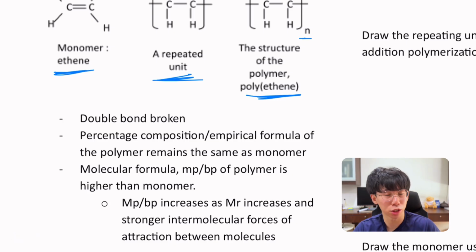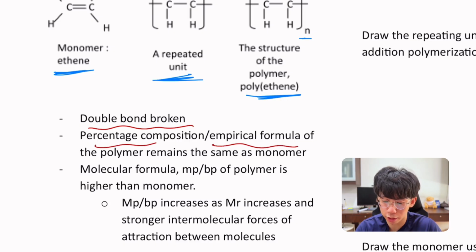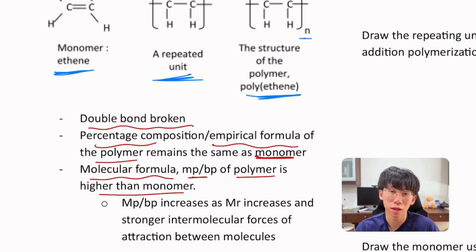So what exactly happens during addition polymerization? One is your double bond is broken. Two, the percentage composition or the empirical formula of the polymer actually remains the same as the monomer because it is just multiple of the same repeating unit. And your molecular formula, the melting point and boiling point of the polymer is higher than the monomer because the size is much higher than the monomer. So your melting point and boiling point increase as your Mr increases, and there's stronger intermolecular forces of attraction between the big polymers.